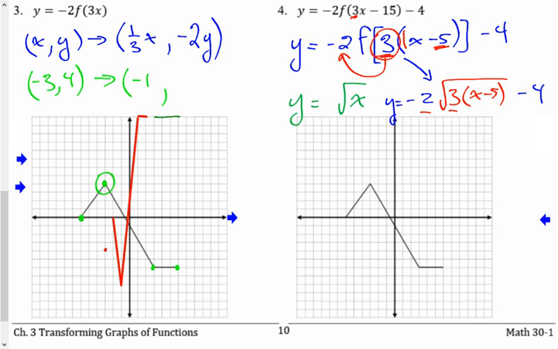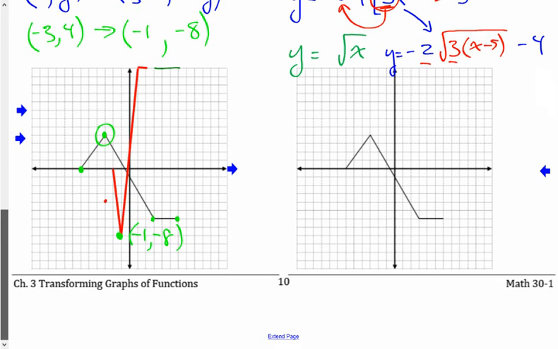4 times -2 will give me -8. So that gives me this point, -1, comma -8. So I could just jump right to plotting that point using the mapping. So sometimes that's what people will do. They'll just do a little table.